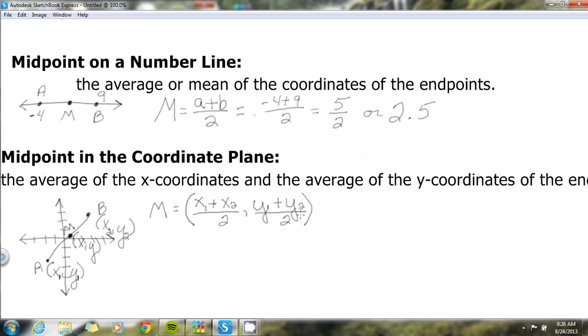This formula says if we know the endpoints, we can easily find the midpoint just by finding the average of our x's and our y's. What takes us a little more time and effort is if we don't know one endpoint. So we're going to do an example where we know that the midpoint is -2, 1.